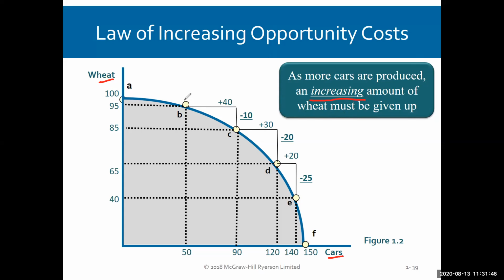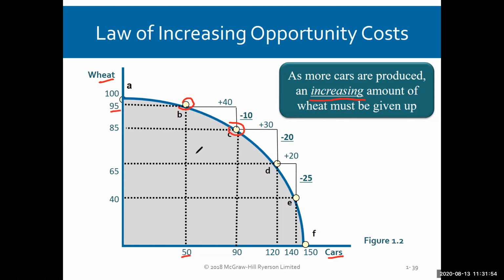So we start at point B, and we're going to go to point C. So let's have a look at this. At point B, we've got 95 wheat and 50 cars. And at point C, we've got 90 cars. So we're gaining 40 cars, but we're giving up from 95 down to 85, we're giving up 10 wheat.